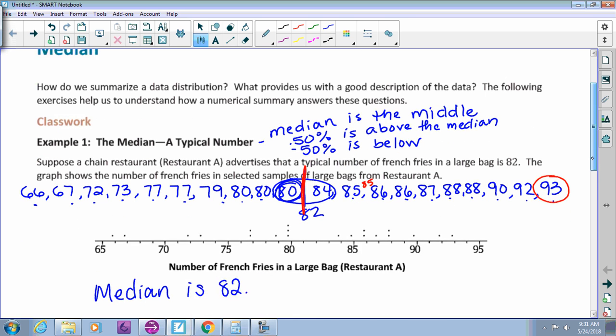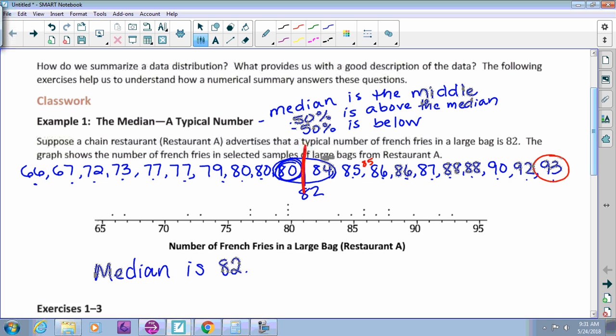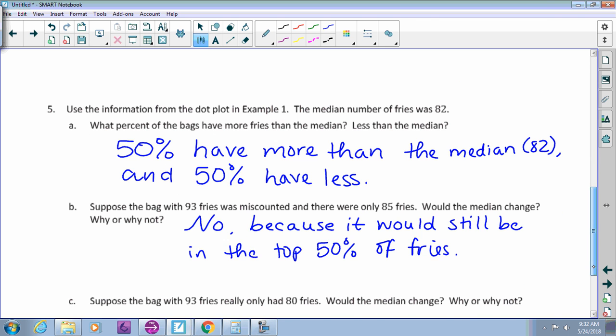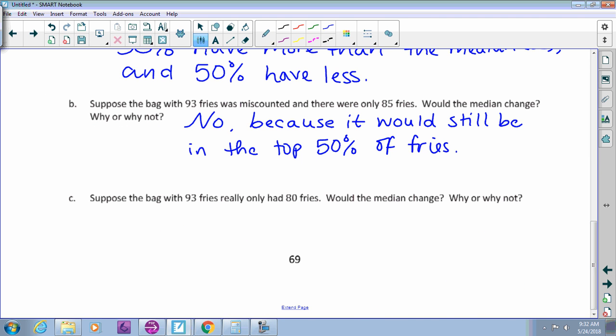All right, so if it had 80, now that's going to go on the left side of our line, right? So is that going to change our median then? Yes, it would, right? Because then it's going to shift it over. So we would say yes, it would.